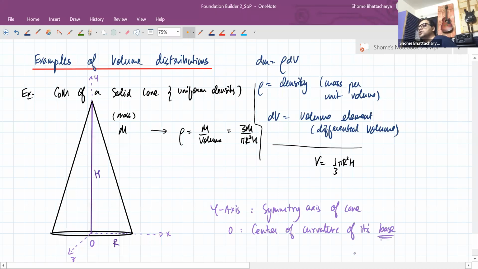Okay. The base being a disk in the XY plane, that kind of thing. So the center of mass will lie again on the y-axis somewhere. So we have to find the y coordinate of the center of mass. Its x and z coordinate will be 0.